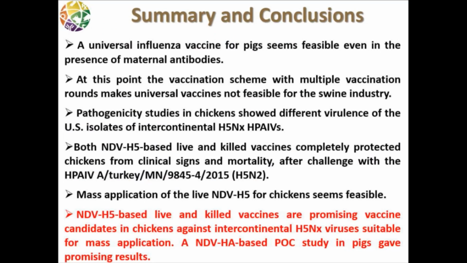So in summary and conclusions, a universal influenza vaccine for pigs seems feasible even in the presence of maternal antibodies. At this point, a vaccination scheme with multiple vaccination rounds makes a universal vaccine not feasible for the swine industry, but technology develops very fast, and we still want to pursue this approach. And at minimum, we can use this as a swine model for human vaccine trials.